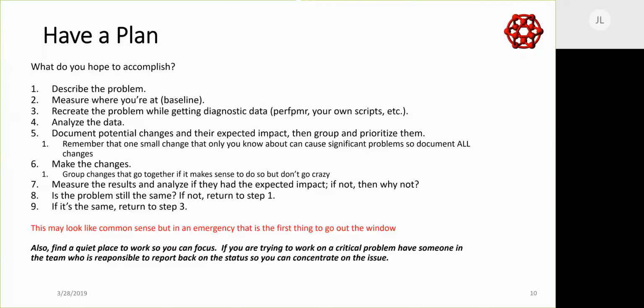And this all looks like common sense, or what we call motherhood and apple pie. What I've found is that in an emergency, when you've got 4 vice presidents standing behind you saying, fix it, the first thing that goes out the window is common sense. So that's why it's important to find somewhere that you can focus and to try to nominate somebody, if this is a critical problem versus just a general tuning exercise, to have somebody in the team who's responsible to report back on the status so that you're not getting interrupted every 5 minutes. Because I don't know about you, but when somebody's asking me every 5 minutes, have you fixed it yet? It's never going to get fixed because I can't think.